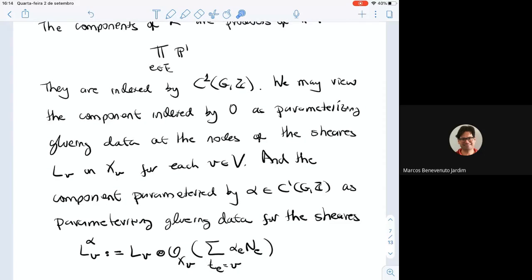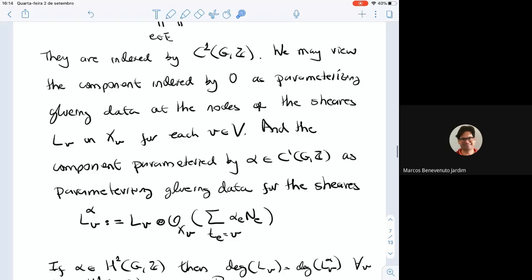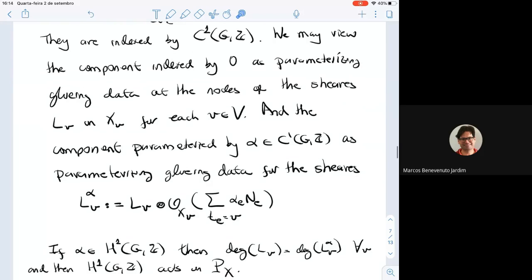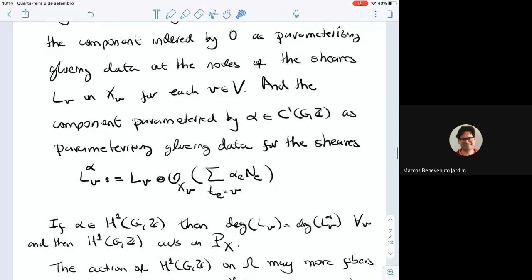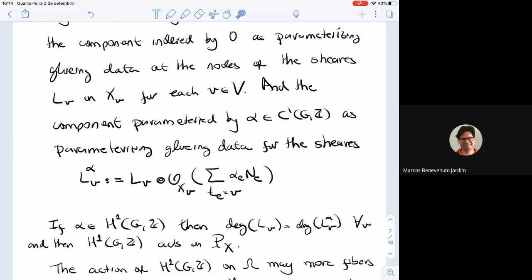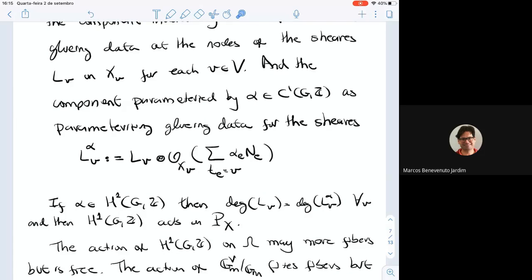But there is redundancy. You can see the redundancy here if I pick alpha in H1. Because if it's in H1, then the degree of LV is the same as the degree of LV alpha. So LV alpha is just another sheaf parameterized by the same compactified Jacobian that I had before. So that means that H1 acts on the base of my fibration, and it actually acts on the fibration itself, on the total space as well. So it's an element of redundancy, and I have to mod it out. This action of H1 may move fibers, actually, but it's a good action. It's free. So the quotient is good.